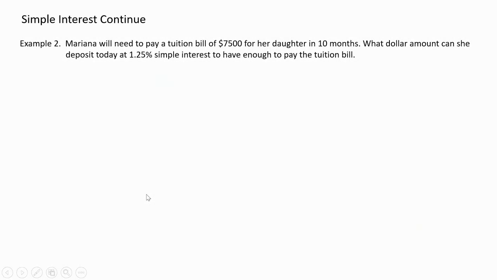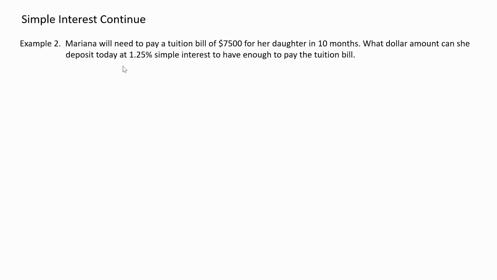So it says here, Mariana will need to pay a tuition bill of $7,500 for her daughter in 10 months. What dollar amount can she deposit today at 1.25% simple interest to have enough money to pay the tuition bill? Again, here the key word, right, is simple interest. So we know it's going to be the formulas that we used earlier.